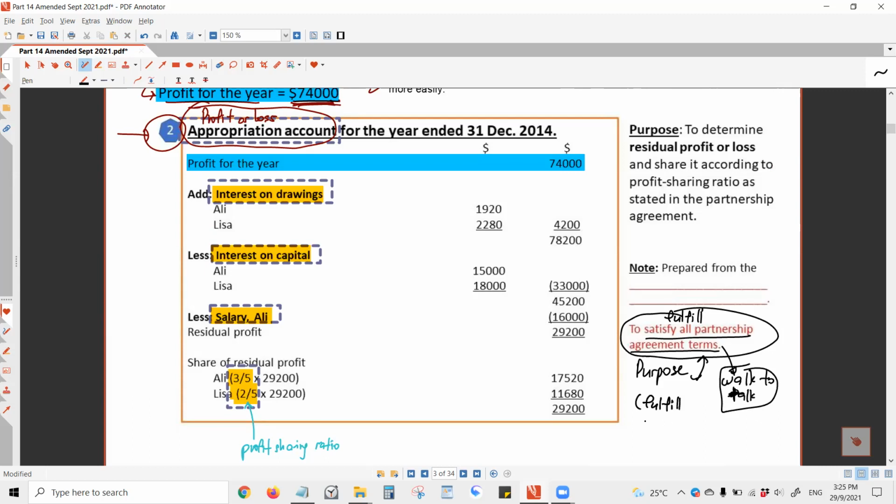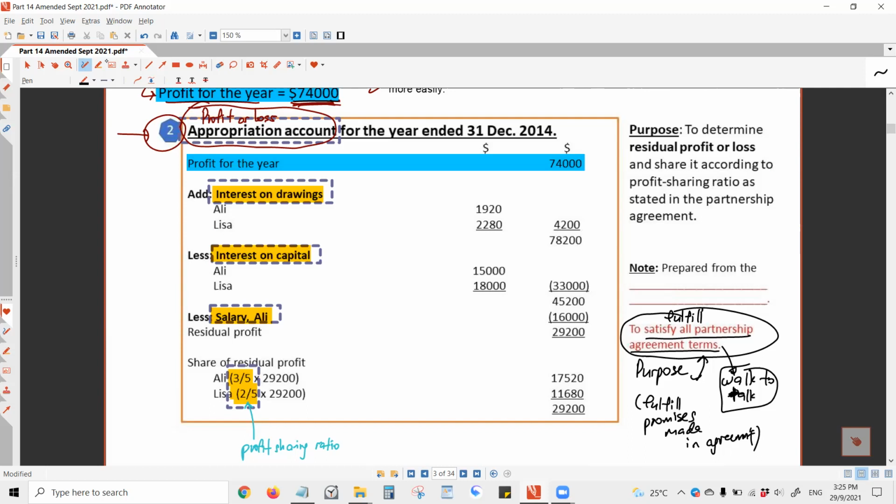Fulfill promises made in the agreement. Makes sense, right? Fulfill promises made in the agreement. That's the purpose of doing appropriation account. But don't write this as the answer in the exam. That's not the logical answer that they want.